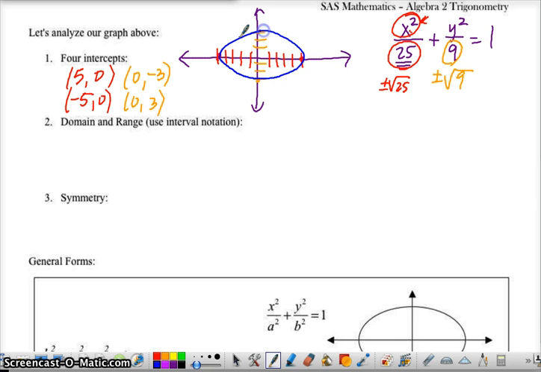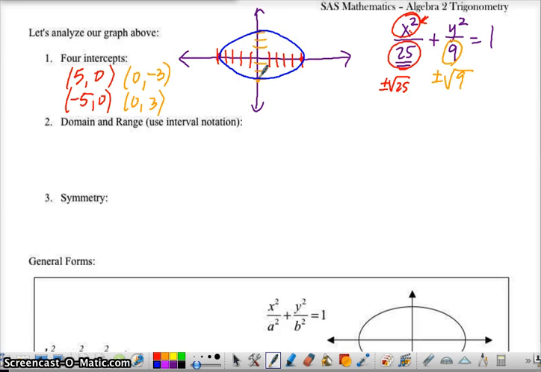So that's how easy it is to draw. My center is at 0, 0, because I didn't subtract or add anything to x or y. So my center's at 0, 0. It goes to the right and left 5 units, up and down 3 units, and that's the graph of this ellipse.